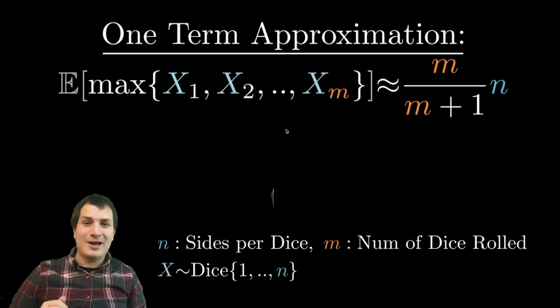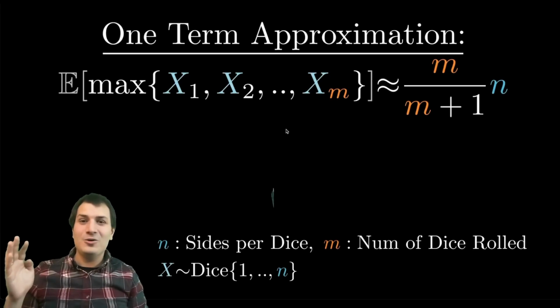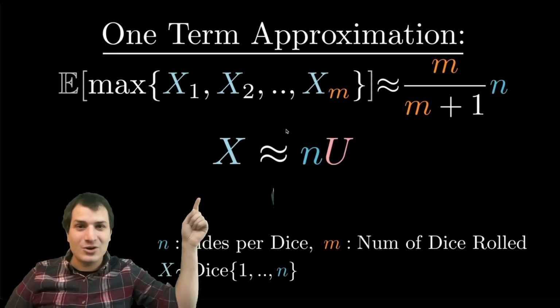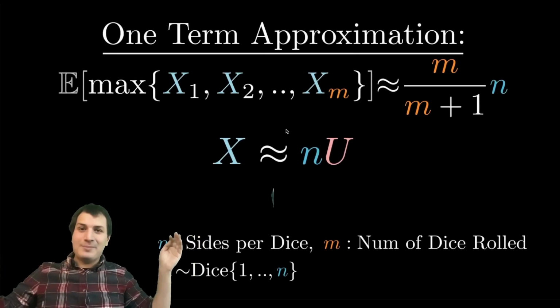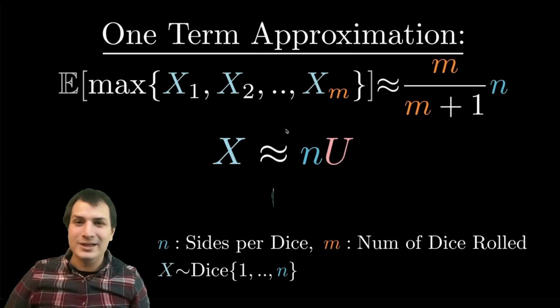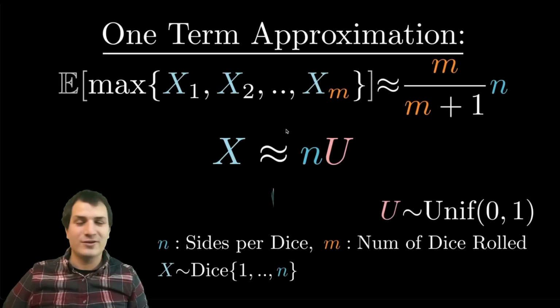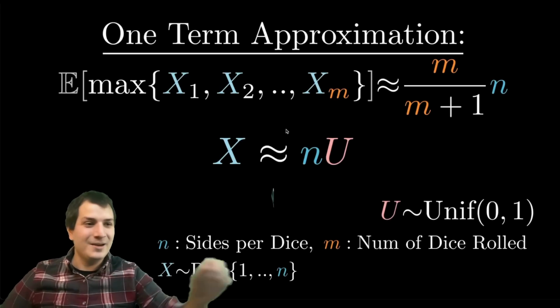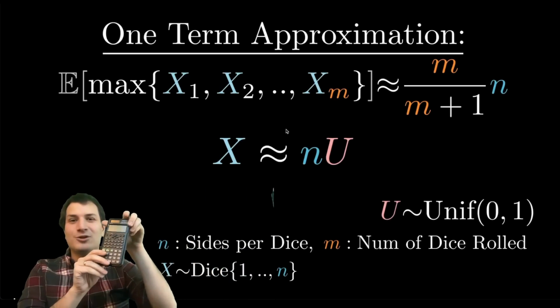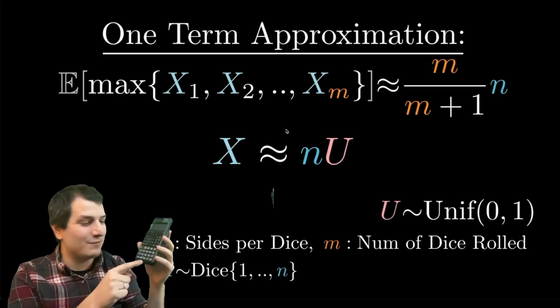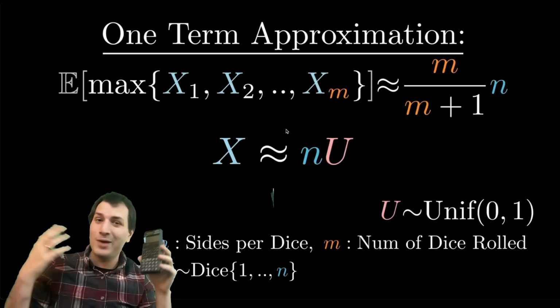Now, why does this one come out? Well, the way this approximation is going to go is we're going to approximate our dice roll. So x is a dice roll. We're going to approximate it by something else, which I call u. U here is a uniform random variable. You might think this is very alien, but if you have a calculator, you probably have one of these u's floating around. Most calculators have a little rand button, and when you press it, you get a random number between 0 and 1.